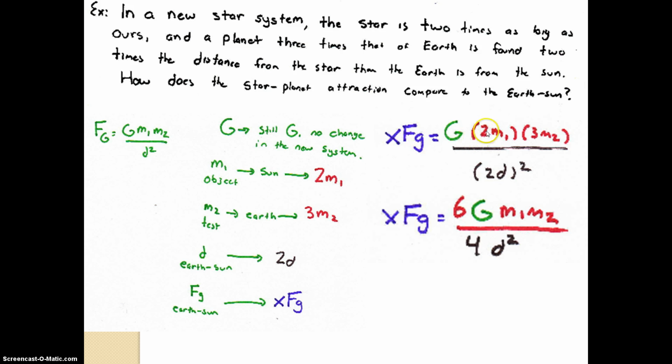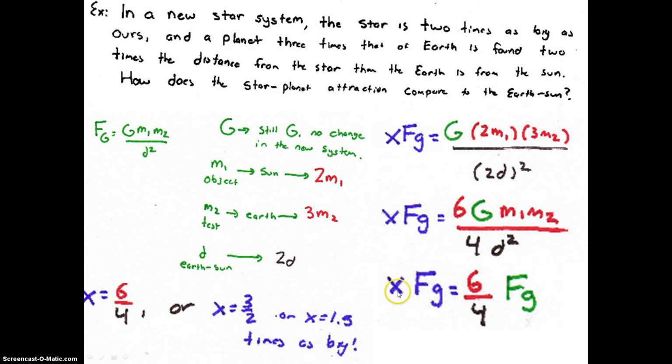Using algebra, 2 times 3 is 6. I'm going to pull the 6 out. (2D) squared is 4D squared. I'm going to pull the 4 out. Big G M1 M2 over D squared is the original force of gravity. So I can cancel out the force of gravity from both sides. And I get the X, or the proportion, is 6 over 4, or 3/2, or 1.5 times as big. So that star and planet are going to have 1.5 times as much attraction as the Earth and the Sun.